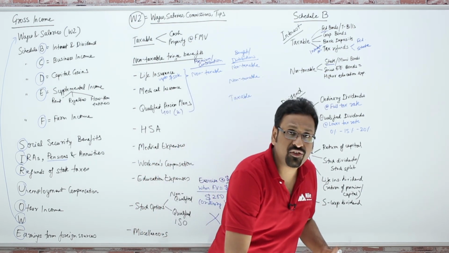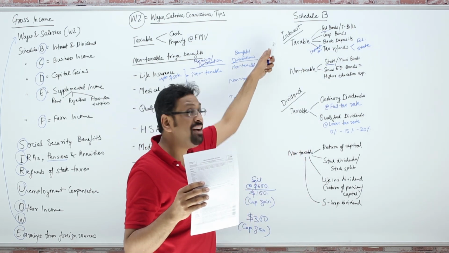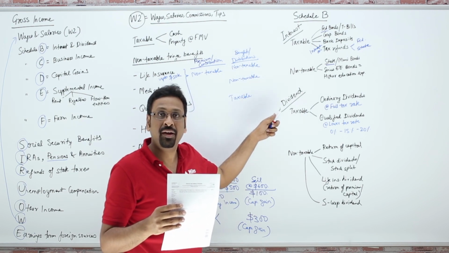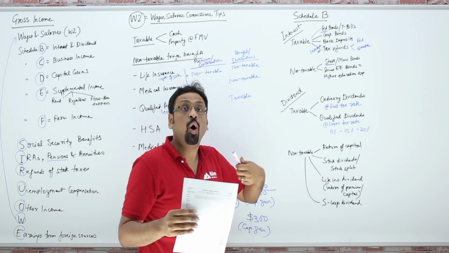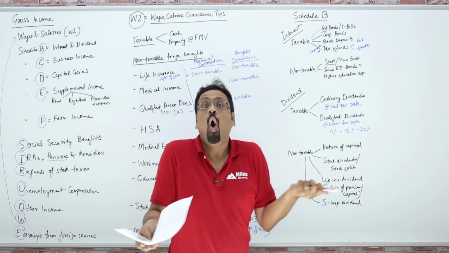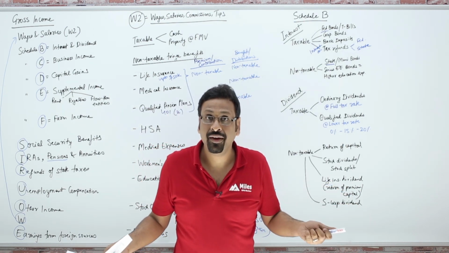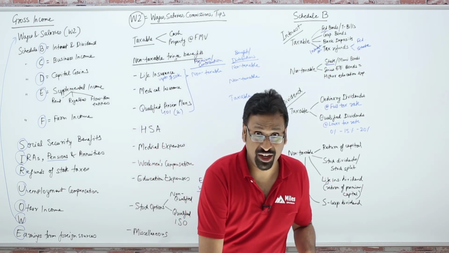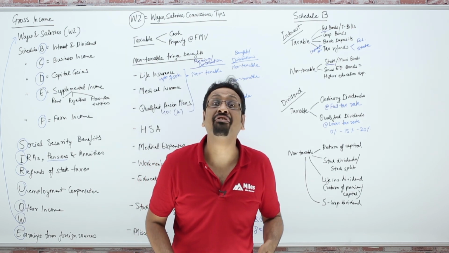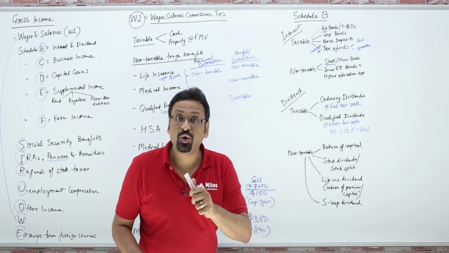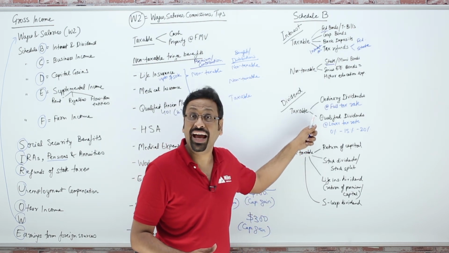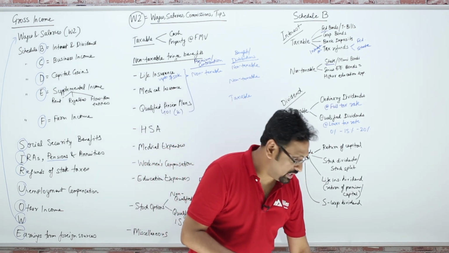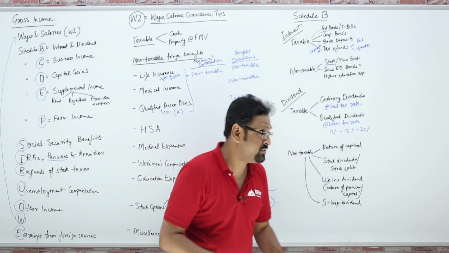Now, besides interest on Schedule B, we also have dividends. Now, dividends which are ordinary are taxed at ordinary tax rates. But if your dividend is a qualified dividend, it's going to be taxed at a lower tax rate. Let's look at the criteria for qualified dividends.